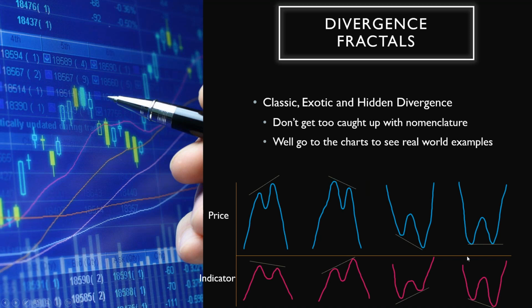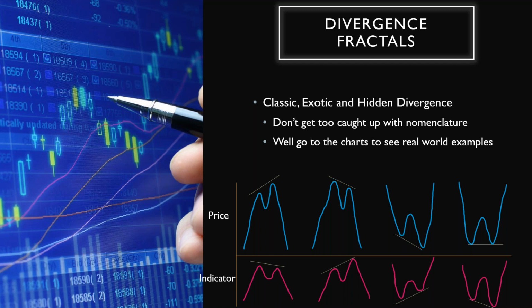So here's a quick example of divergence fractals. Again, these are just patterns that repeat on multiple scales. Don't worry too much about names. There are people who ask, was that a classic divergence? Was it hidden? Let me tell you something. I've been watching these divergences for years. It doesn't matter. It really doesn't.